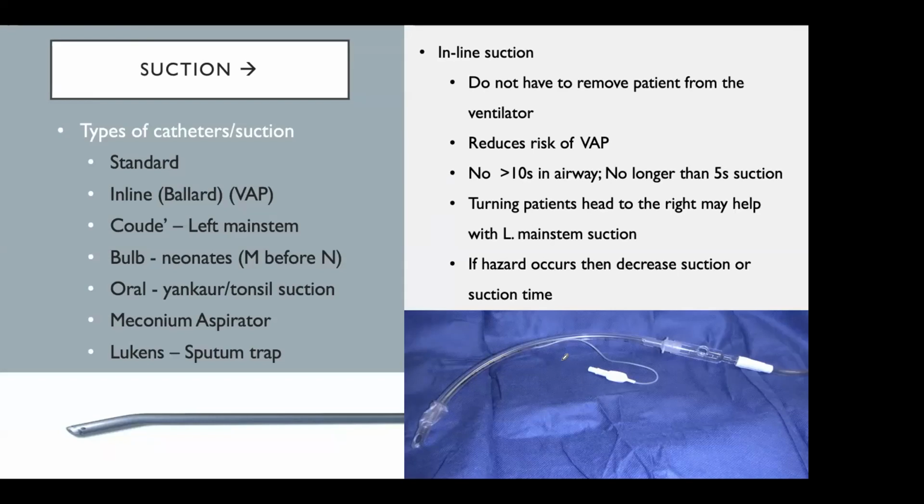So with our inline suction, thinking about VAP, we don't have to remove the patient from the ventilator, which reduces VAP. We stay no longer than 10 seconds in the airway, no longer than 5 seconds with suction. Turning the patient's head slightly to the right may help anatomically to present a safe, more bilateral sample, but especially with the Coude catheter, because it is going to try to pull left. If a hazard occurs, decrease the suction or suction time.